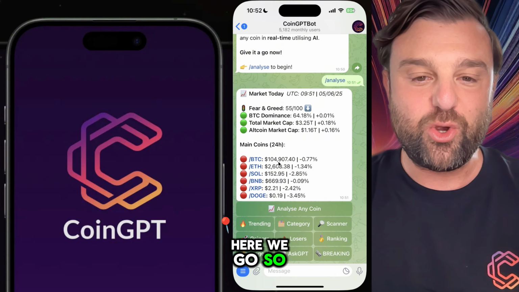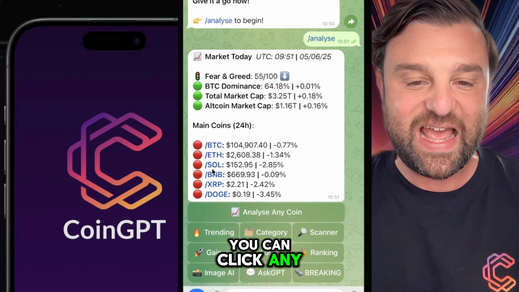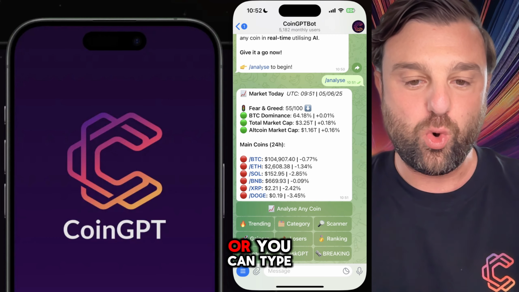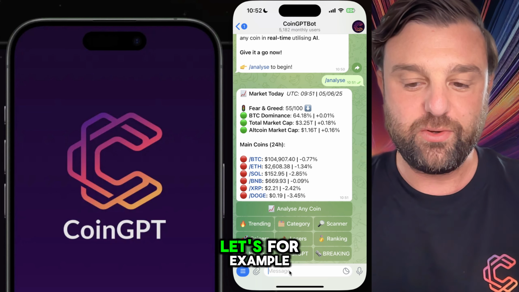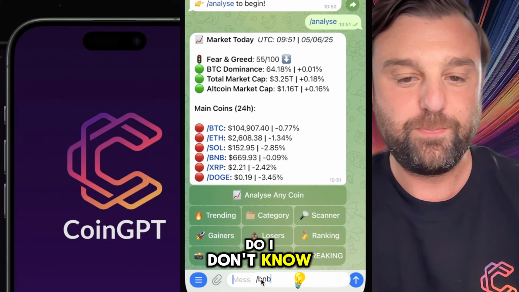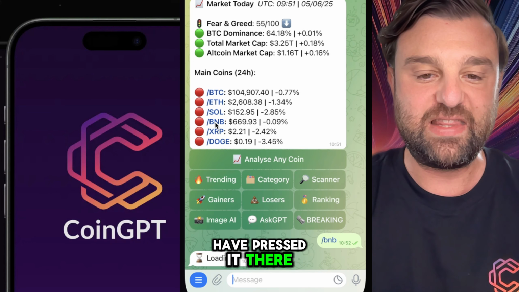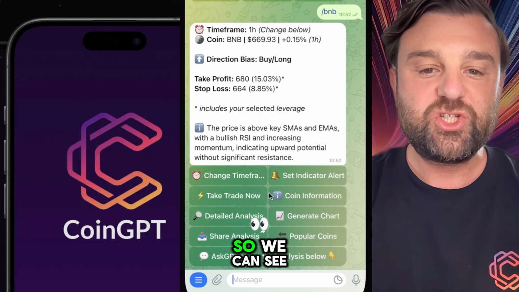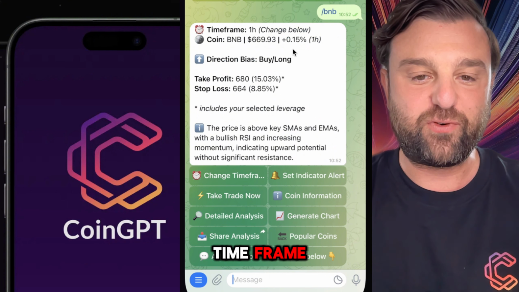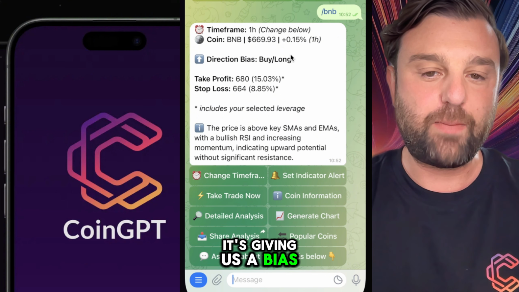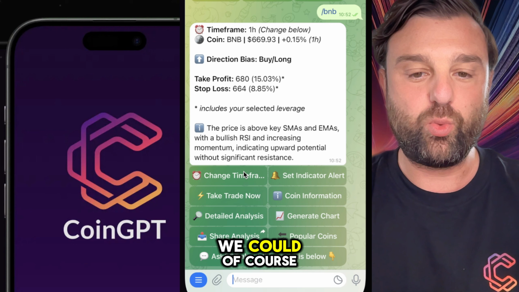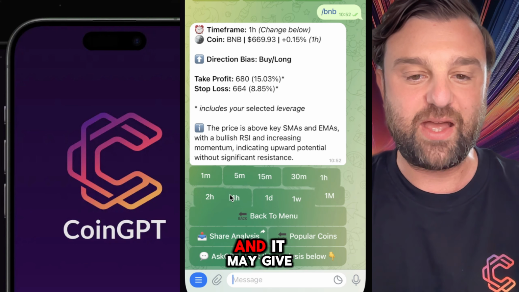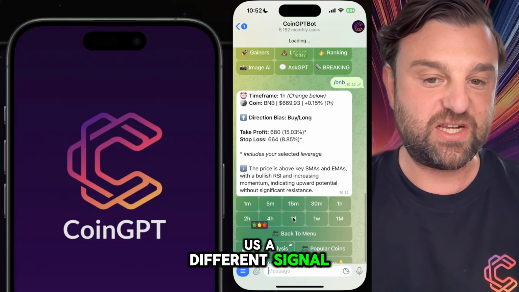Here we go. So what we're going to do, you can click any one of these coins, as you may know, or you can type a coin down below. Let's, for example, do, I don't know, BNB, or I could have pressed it there. There's many ways to find coins, but everything is clickable. So we can see on the 1 hour time frame, it's giving us a bias long. We could of course change the time frame there and it may give us a different signal.